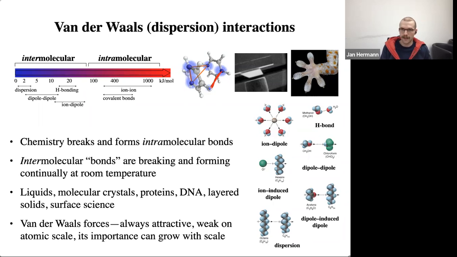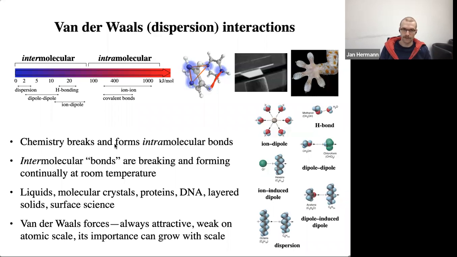And this weakest part is, you know, so yeah, it's very weak. And so on the atomic scale, you might consider it negligible. But what's interesting about it is that it's always attractive. And so as you go to larger systems, whereas some of the stronger intermolecular interactions can cancel out or average out, the Van der Waals forces don't. And so as you go to larger scales, more complex materials, the dispersion forces can become increasingly important.